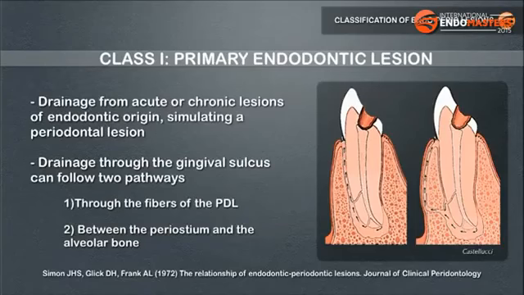Drainage through the gingiva can follow 2 pathways. The path courses through the fibers of the periodontal ligament. In this situation, it is possible to probe a very narrow and deep defect. Or the pus, originated in the apical area, perforates the cortical bone near the apex and runs between the periosteum and the alveolar bone, and finally opens in the gingival sulcus. This extraosseous fistulization cannot be probed because the PDL and the bone are not affected.